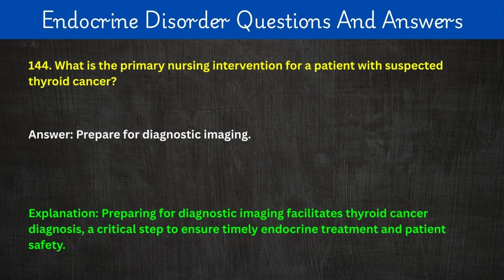144. What is the primary nursing intervention for a patient with suspected thyroid cancer? Answer: prepare for diagnostic imaging. Explanation: preparing for diagnostic imaging facilitates thyroid cancer diagnosis, a critical step to ensure timely endocrine treatment and patient safety.